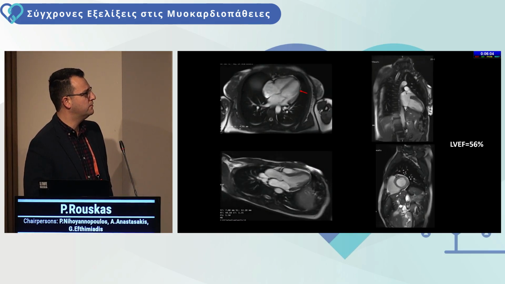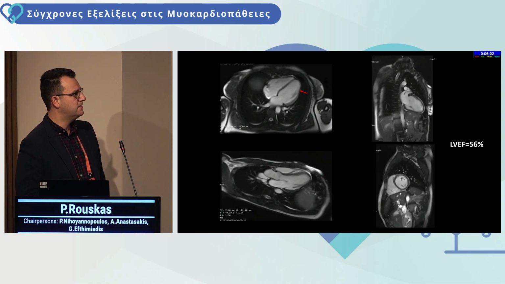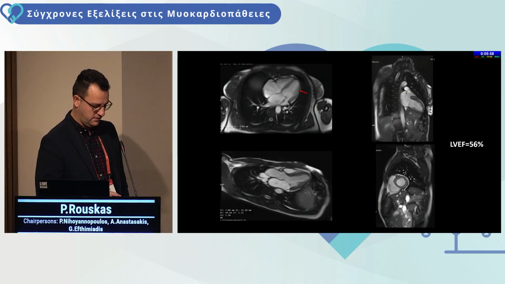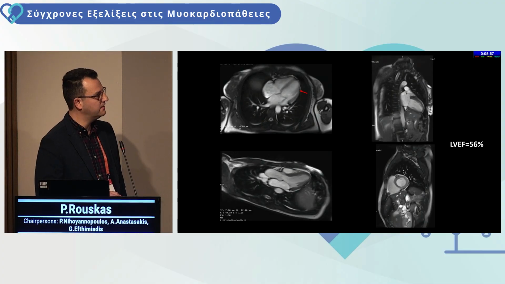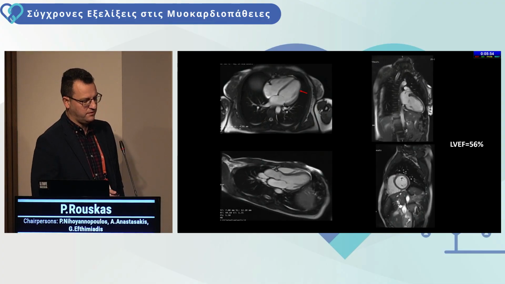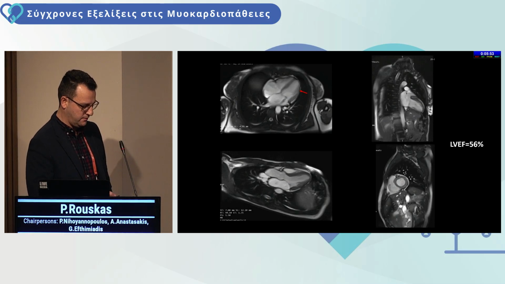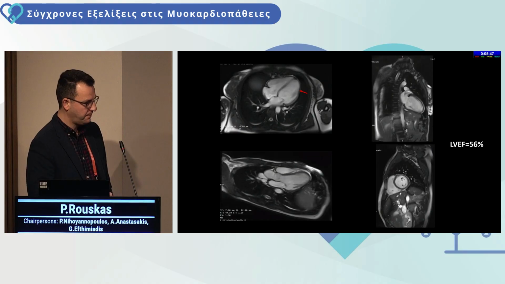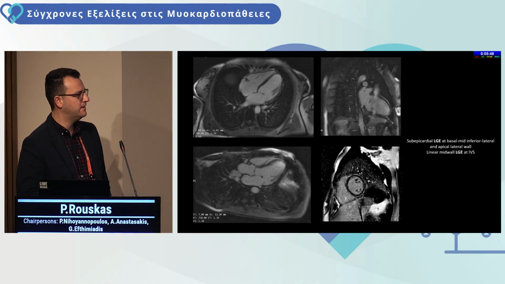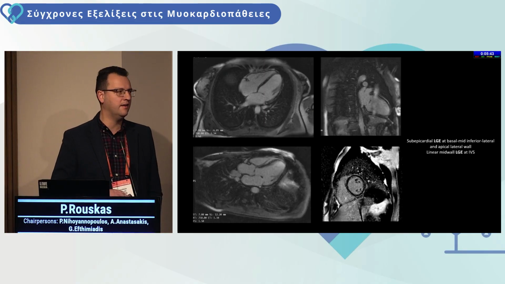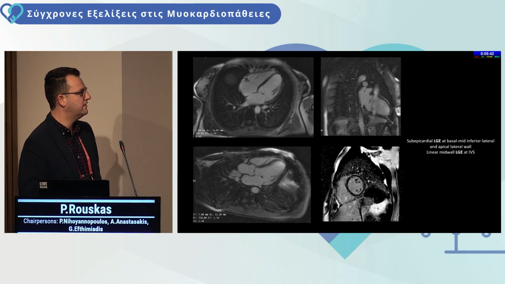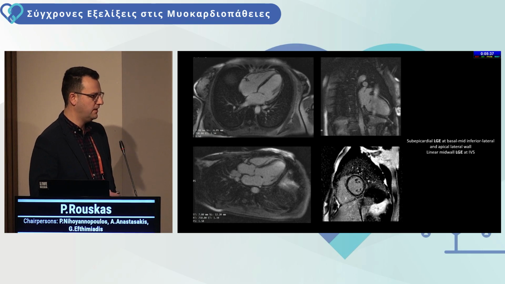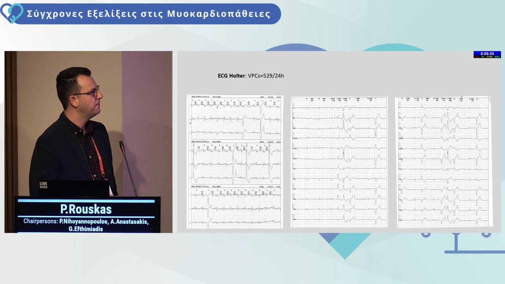And when we go to the CMR, where you can see that the LV systolic function is normal, we can see that the mid and apical part of the lateral wall is a little bit thinned, as you can see here with the red arrow. Again, we proceeded with LGE technique, and there was again subepicardial enhancement in the inferior lateral and apical lateral wall, as well as again the linear mid-wall LGE at the IVS.